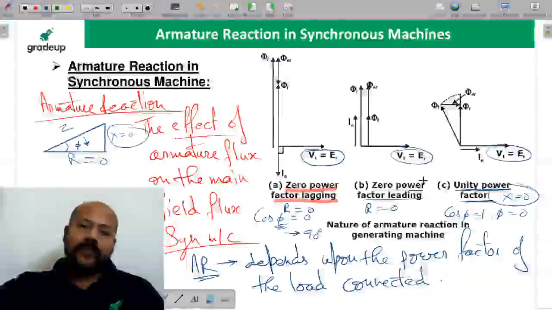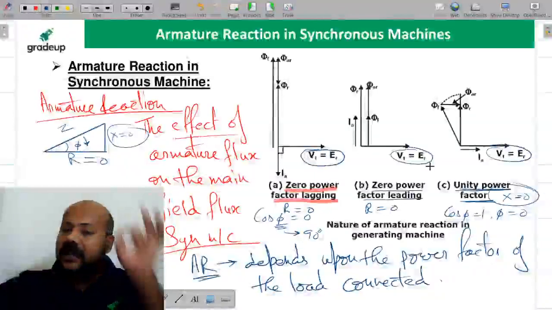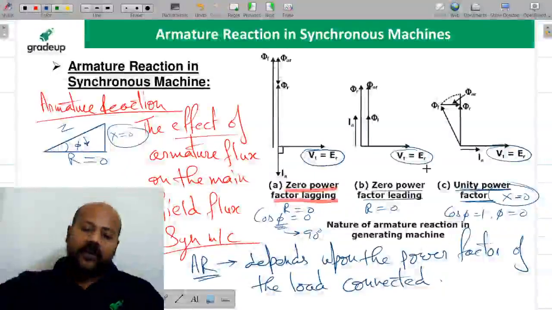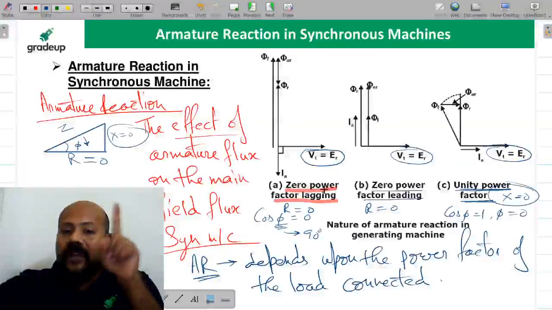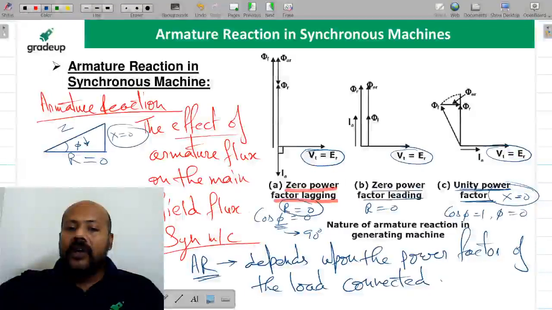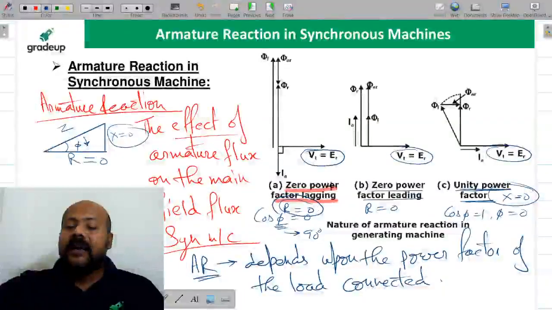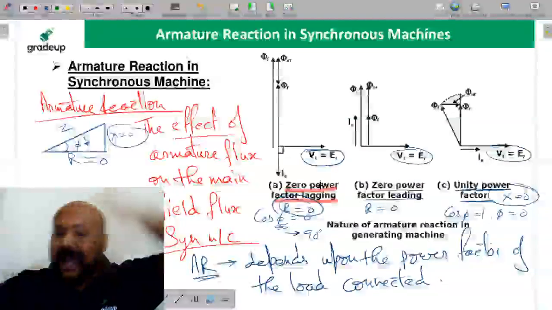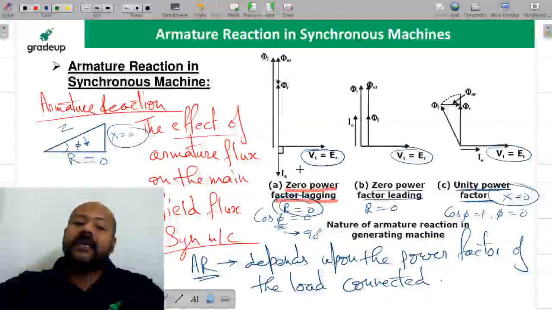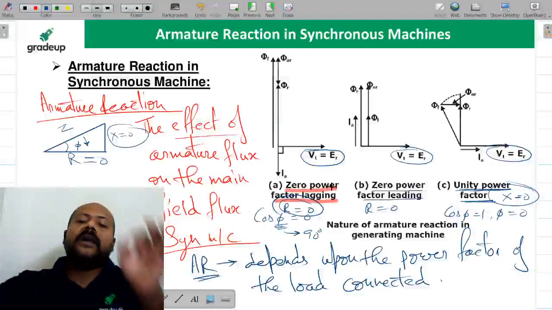Can you see this? Yes or no? Now the practical understanding of the armature reaction, in just one shot I am going to tell you. What is the practical significance? When you are saying zero power factor lagging, the first information is that the load connected resistance is going to be 0, and because it is lagging, the current drawn from the generator is going to be lagging the terminal voltage or the excitation EMF by 90 degree. That we call as zero power factor lagging condition.